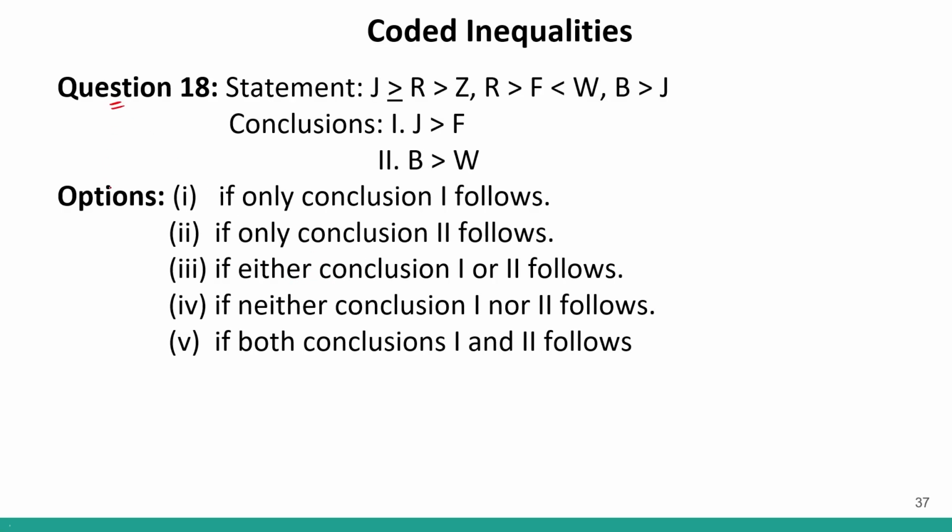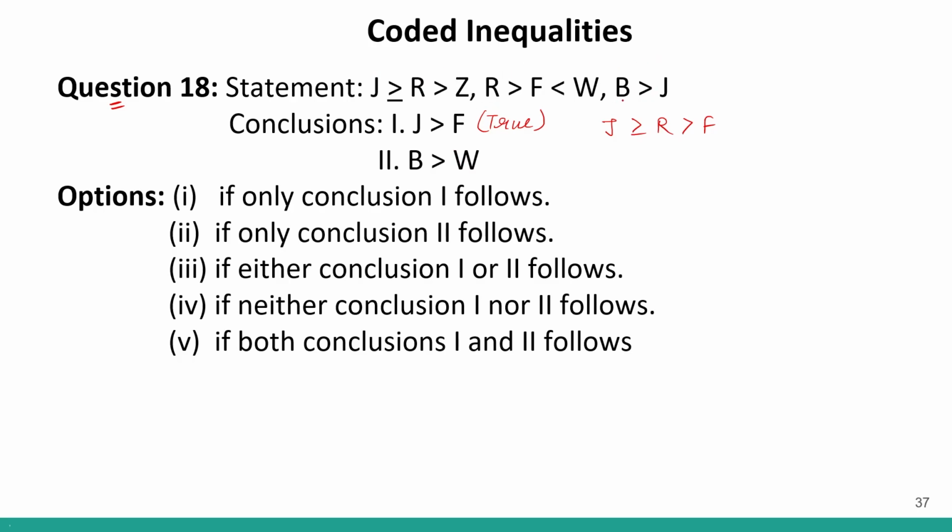Moving on to question number 18. Two conclusions are given to us. First is J is greater than F. So over here I can see the relationship between J and R and F. So J is greater than or equal to R and R is greater than F is given to us. Correct? So based on this information, I can definitely say J is greater than F. So this is true. Now we have to find out whether B is greater than W. Correct? B is greater than W.